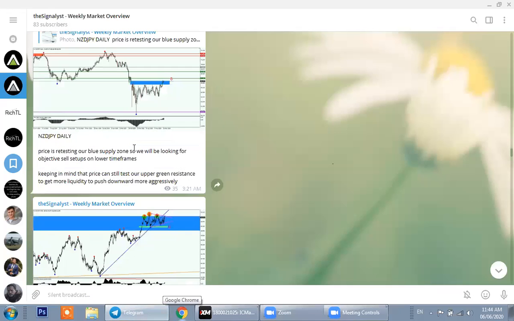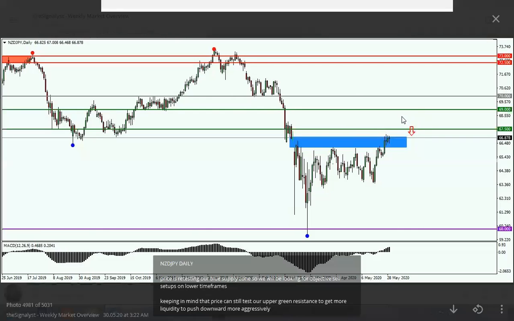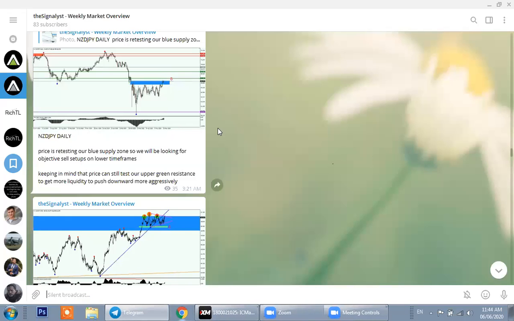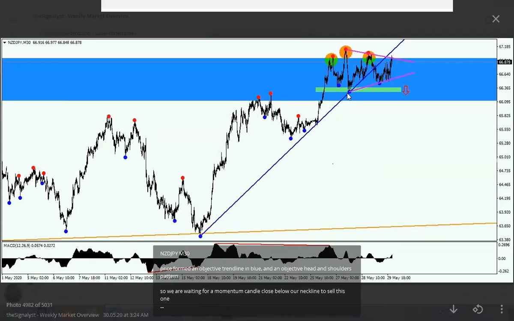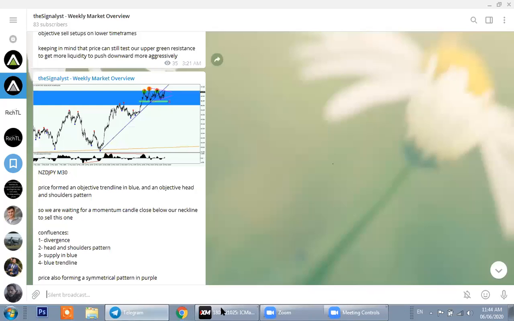If we continue, we can see that we have NZD JPY. We were also looking for sell opportunities around here, unless price breaks our supply zone upwards, then our next rejection zone would be the green zone, and then our gray, then our next zone would be the red one. We were waiting for a momentum, an objective break below our blue trend line or purple trend line, which didn't happen.